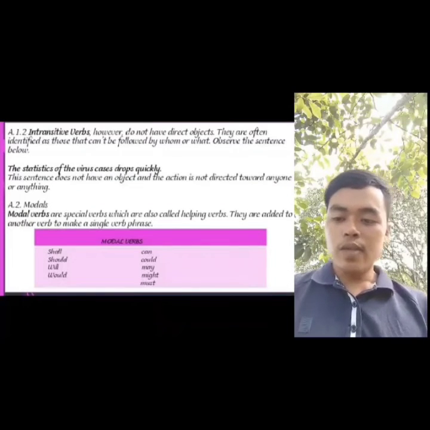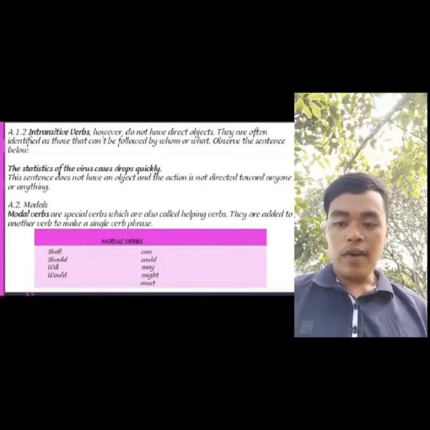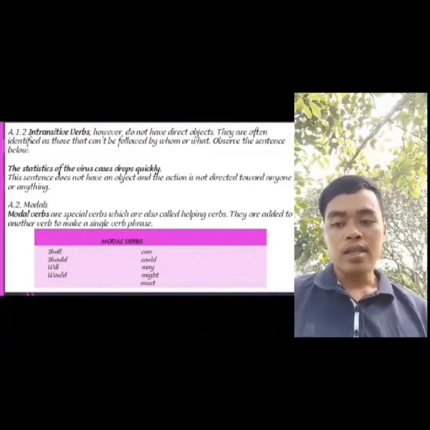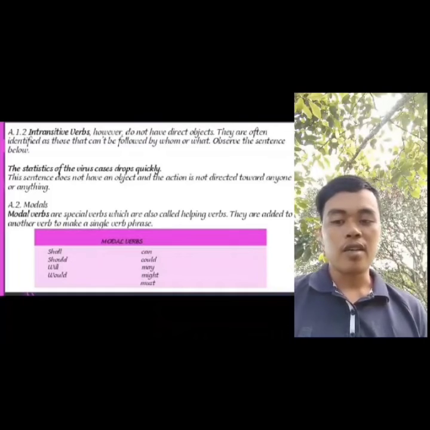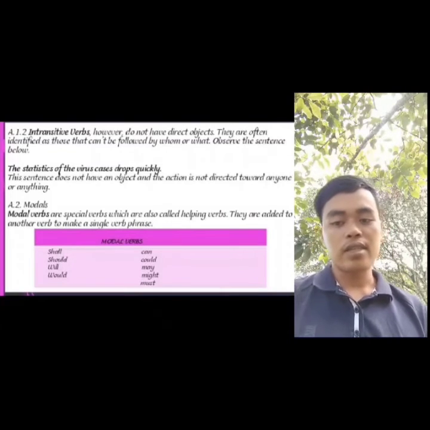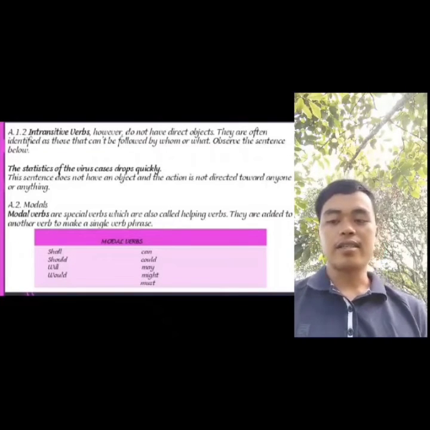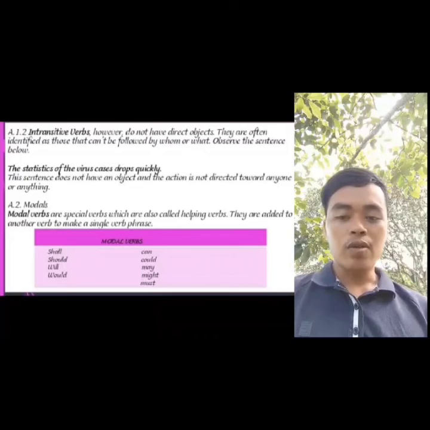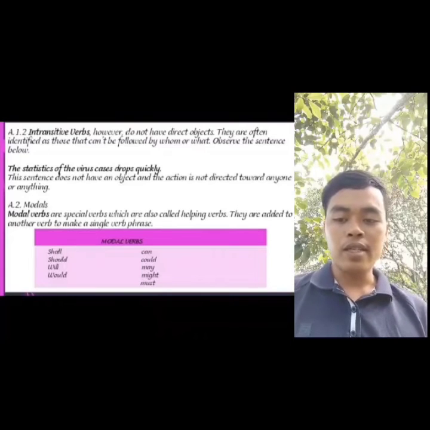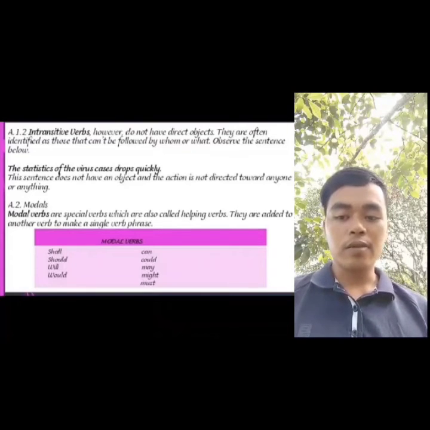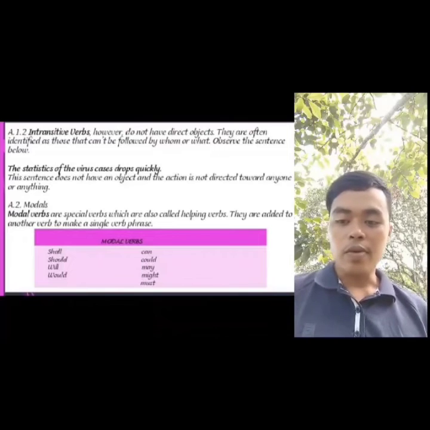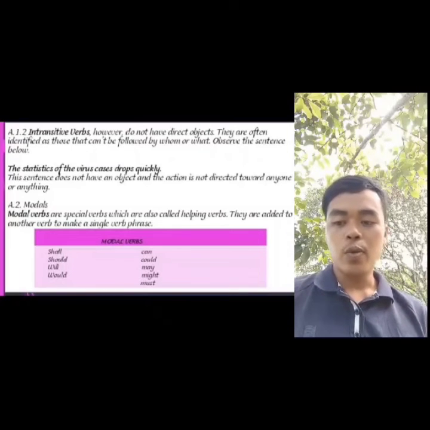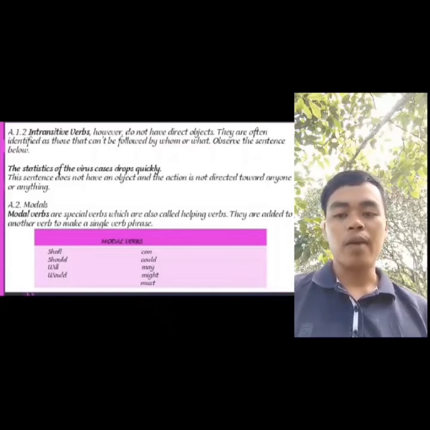Observe the sentence below. The statistics of the virus case drops quickly. This sentence does not have an object and the action is not directed toward anyone or anything. Modal verbs. Modal verbs are special verbs which are called helping verbs. They are added to another verb to make a single verb phrase. Examples: shall, should, will, would, can, could, may, might, must.